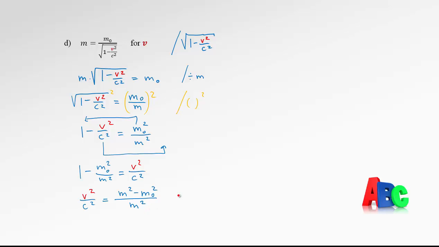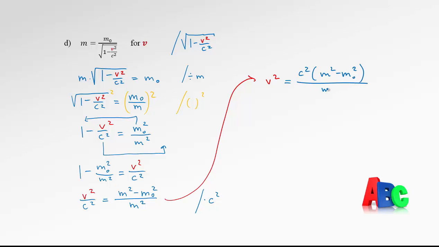And now a couple more steps. We are nearly at the end. Let's write it here. V squared by itself would be equal to whatever we had on the right times c squared. So formally we multiply this whole equation by c squared, right? Okay, therefore c squared goes into the numerator: c squared times the bracket m squared minus m0 squared, everything over m squared.